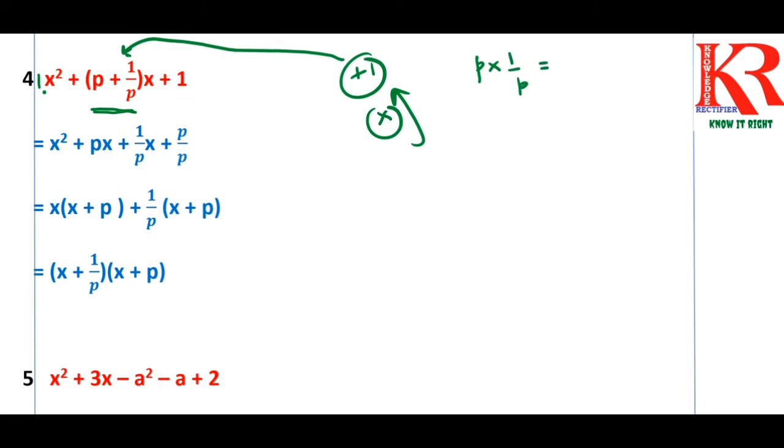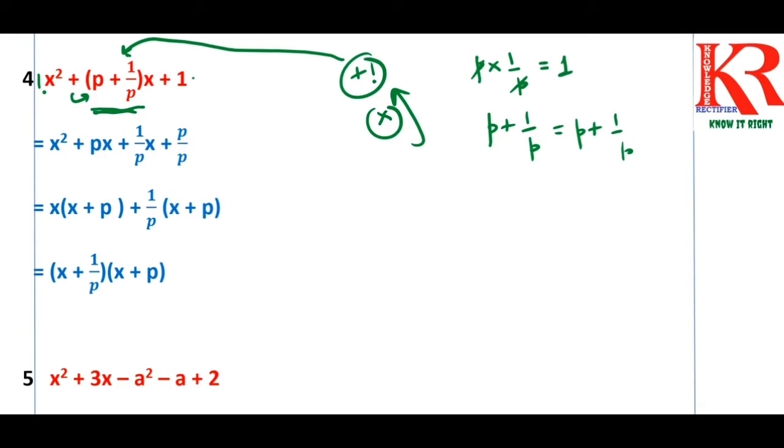किनभने p र 1 by p लाई मल्टिप्लाई गरे भने p काटेर 1 आउँछ. Okay, we get 1. And when you add p plus 1 by p, they are unlike terms, you get p plus 1 by p. That means this has already been broken. आफै break भइरहेको छ. Okay, so simply you multiply with plus and open the bracket. Plus p into x px plus 1 by p into x 1 by px.